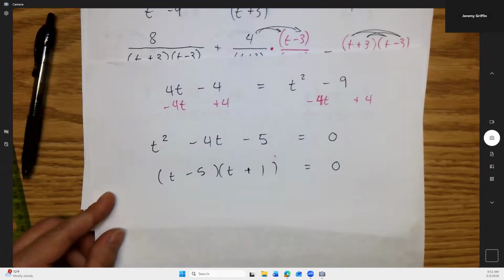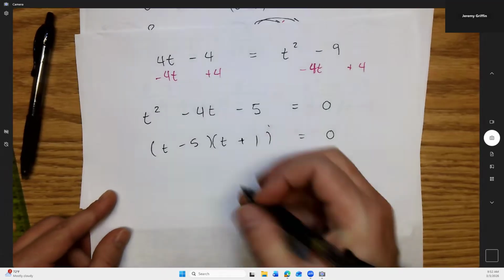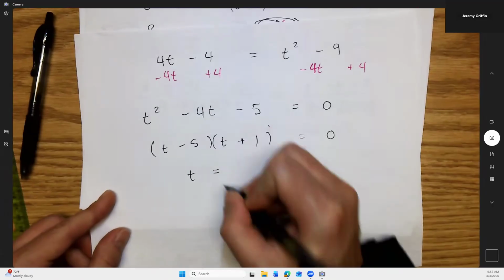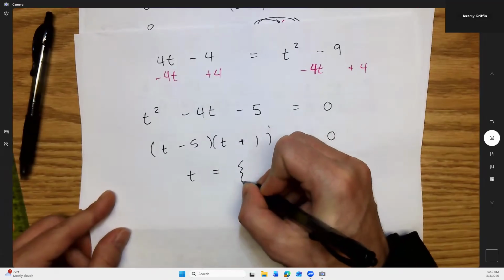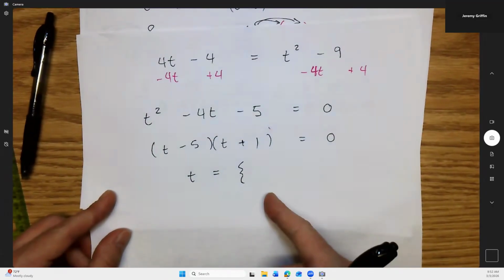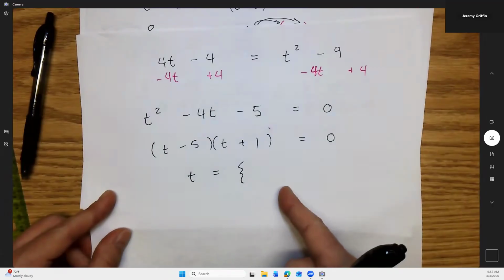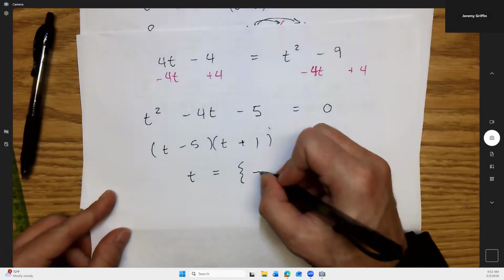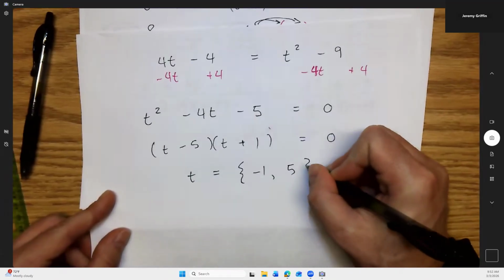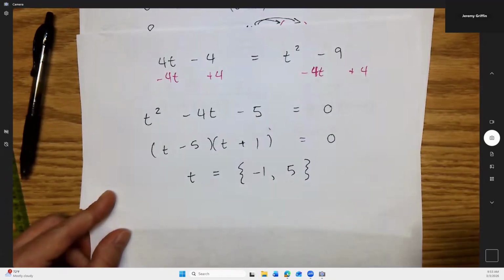Okay, so now factor. And now we're ready for the answer. So t could be equal to, here, I'm going to use these curly brackets, because I think when I designed your quiz, they did something like this. Could be equal to what or what? -1 or +5. Yeah, -1 or +5, because either of those would zero that out.